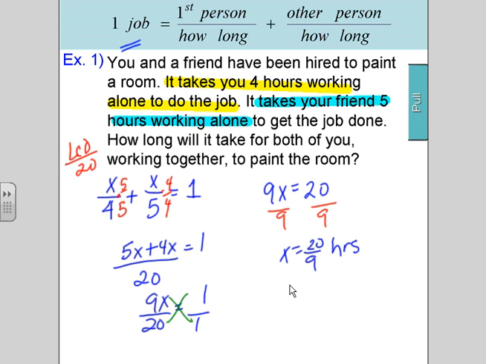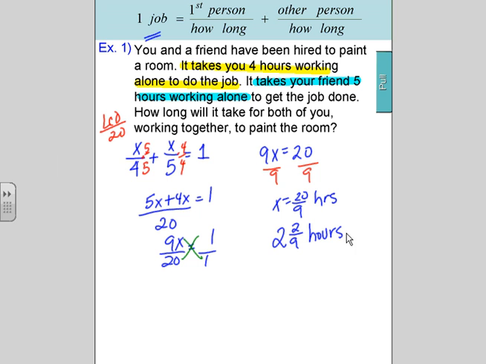So 9 goes into 20 2 times, and there'd be a remainder of 2. So 2 and 2/9 hours. As far as I'm concerned, this is acceptable to say 2 and 2/9 hours. You may get problems that will ask you how many minutes past 2 hours would that take. So you could find 2/9 of an hour. You'd say 2/9 of 60 minutes, and we would do some canceling, seeing what's going on here. We would get 40 divided by 3, which 3 will go into 40 roughly.